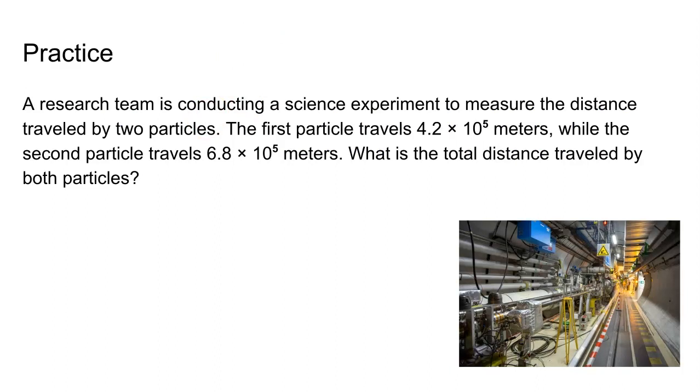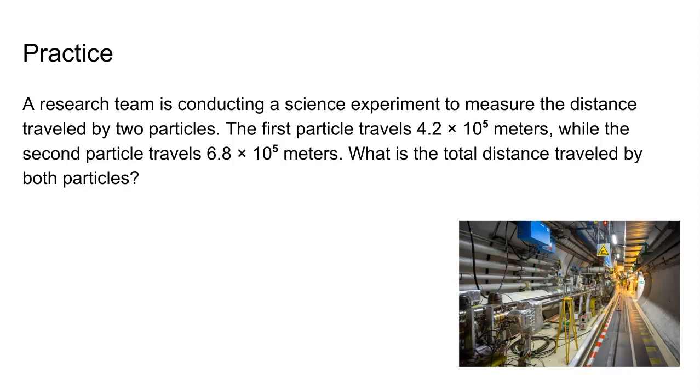Now it's time for more practice. Pause the video and solve the word problem. And when you found your answer, click play. A research team is conducting a science experiment to measure the distance traveled by two particles. The first particle travels 4.2 times 10 to the 5th meters, while the second particle travels 6.8 times 10 to the 5th meters. What is the total distance traveled by both particles?